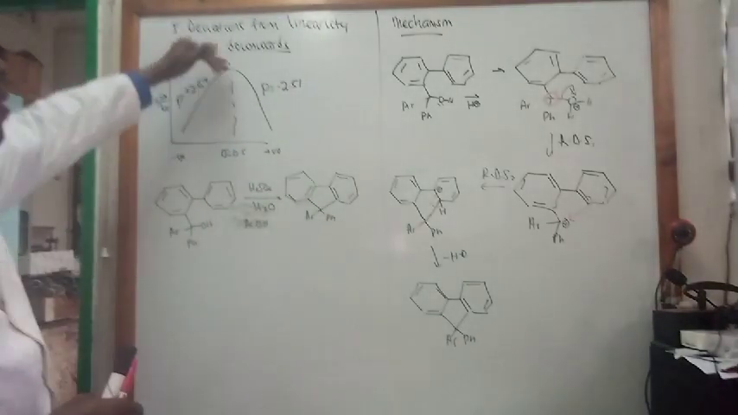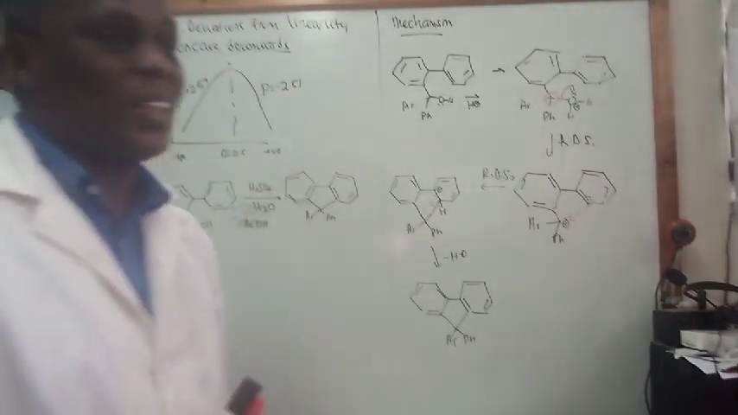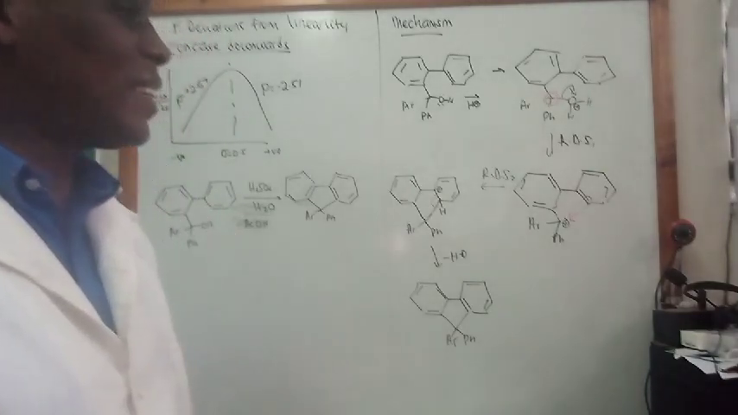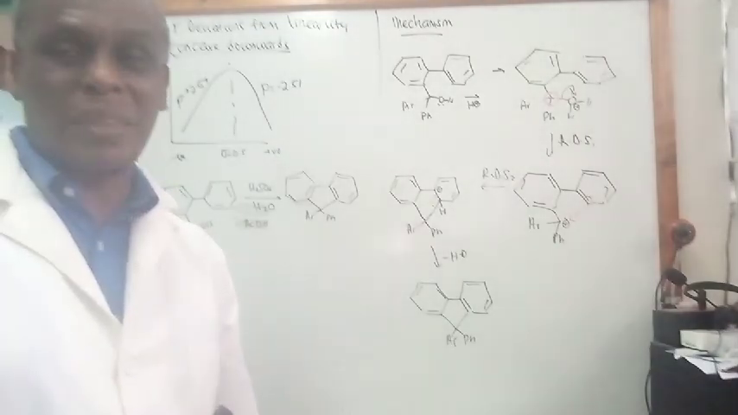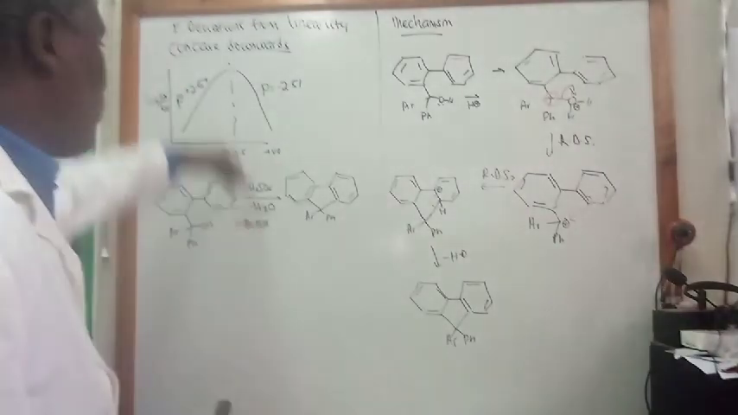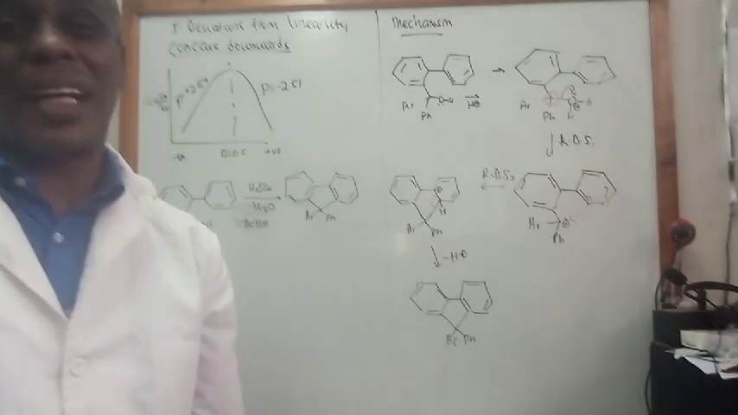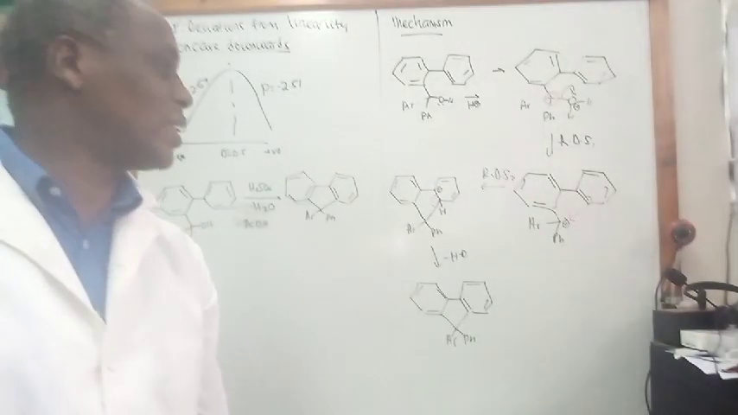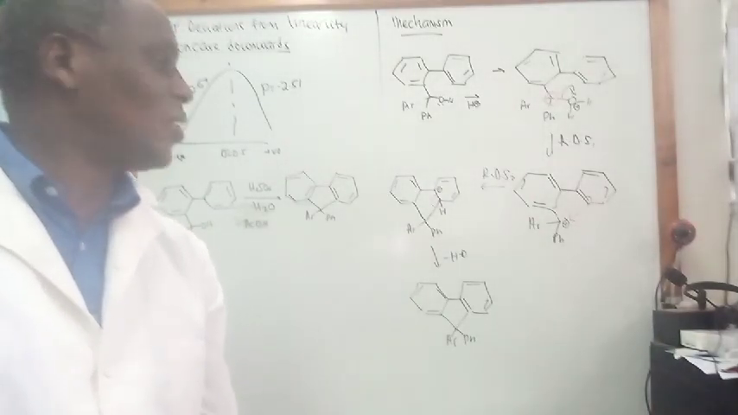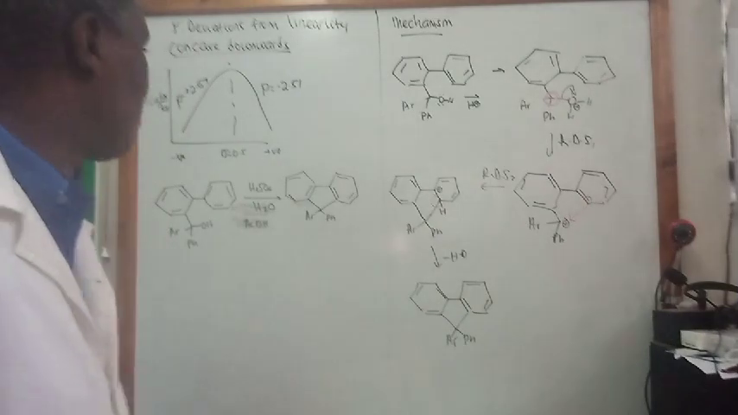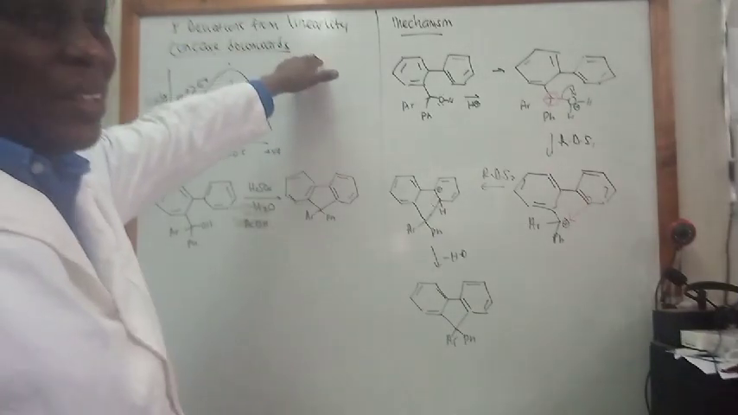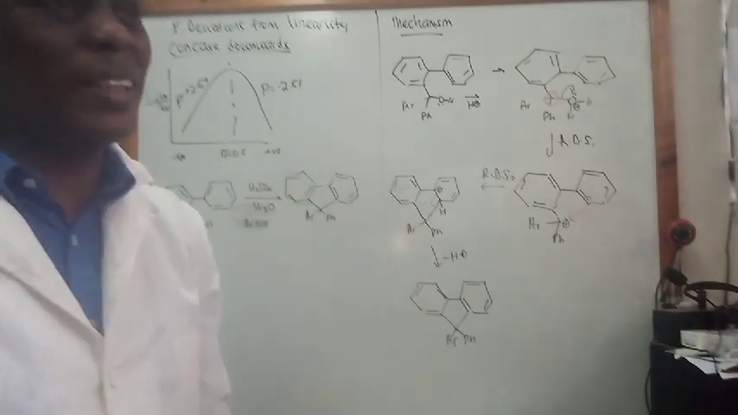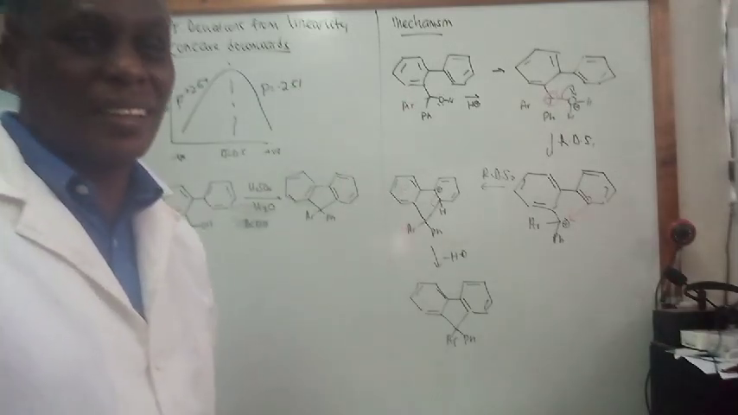So when you have a concave down plot, what it means is that there is a change in the rate determining step, but the mechanism does not change. But when you have concave upwards, then the mechanism changes. I hope you'll just be able to know that. When you have concave downwards, the mechanism is the same, but there are two rate determining steps. Okay?